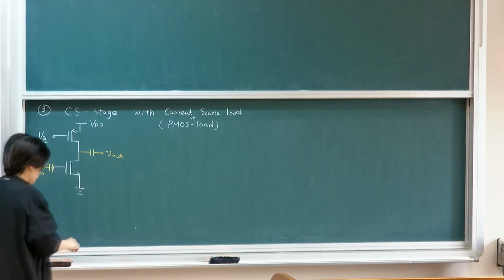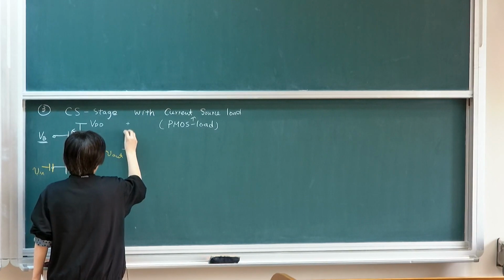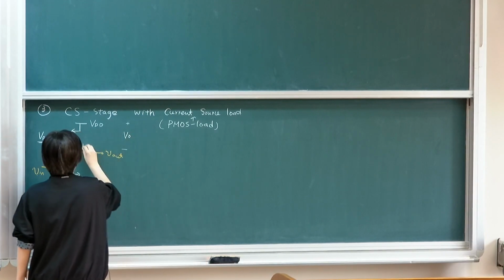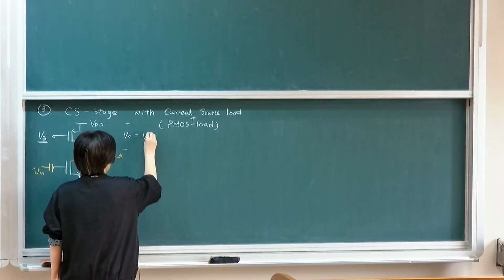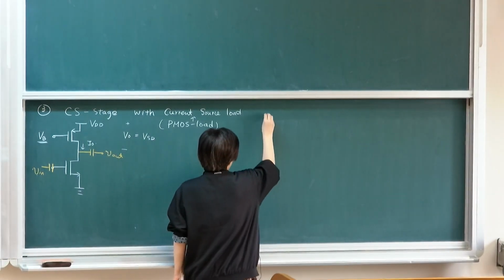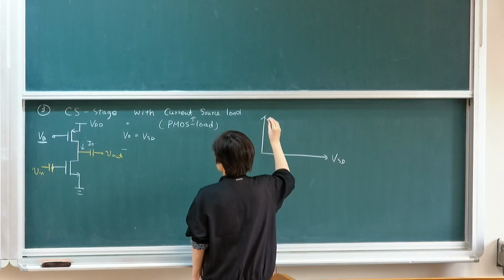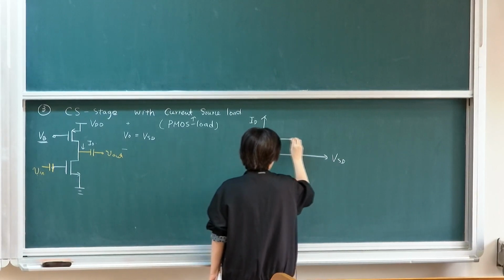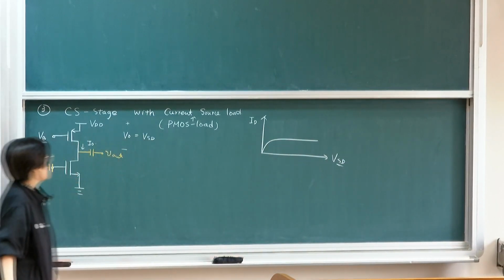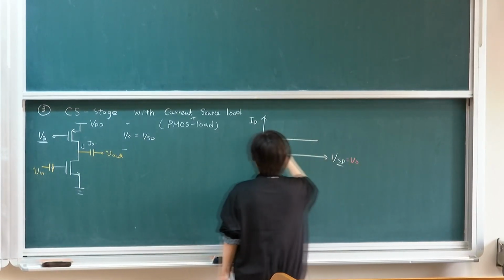Once this is done, if I'm trying to plot the results, let's say this is VO and IL, I'm plotting VO, which will be VSD. So if I have a PMOS and I'm plotting VSD versus ID, it will look something like this, right? Because it's VSD rather than VDS. So this will be VO, and this equals IO.